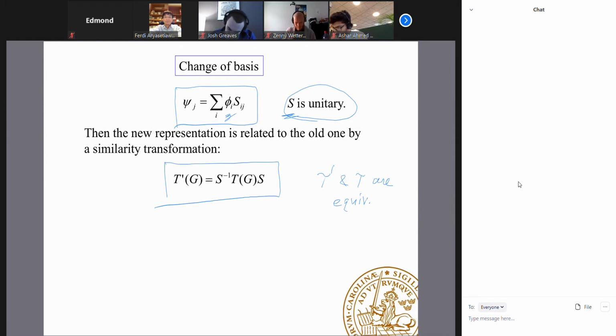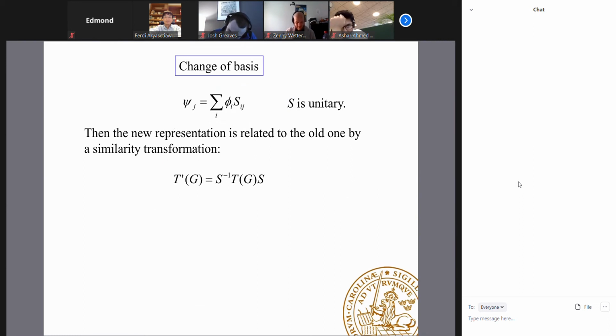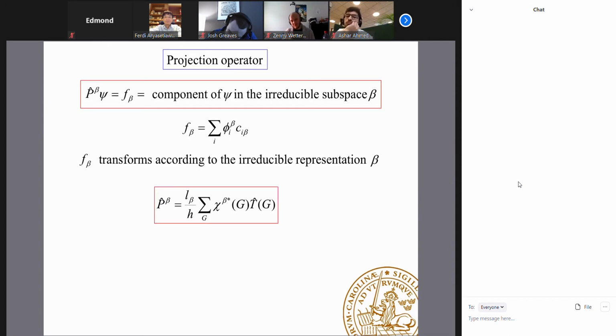Okay, so let's clear this thing here. Yes. So now we come to a very important object here, the projection operator. This is a very useful device in applying group theory to quantum mechanics, because this projection operator allows us to classify a given arbitrary function into its irreducible components.